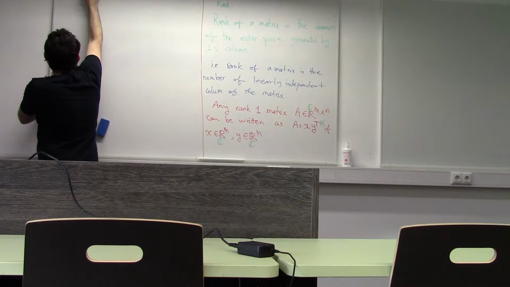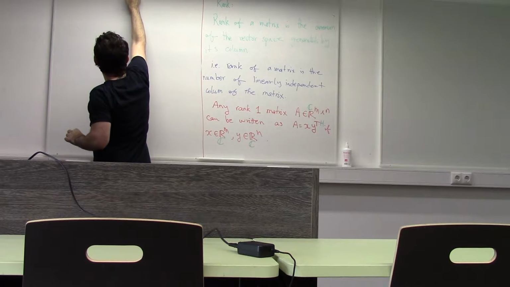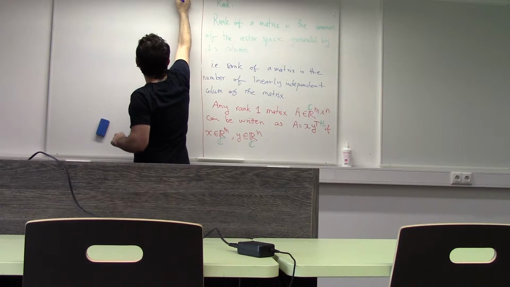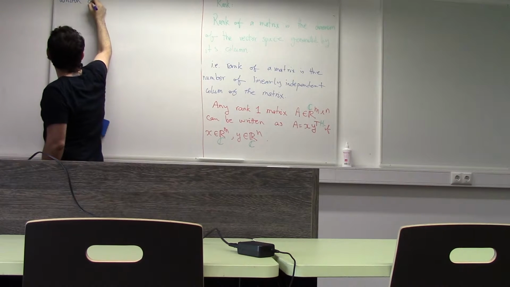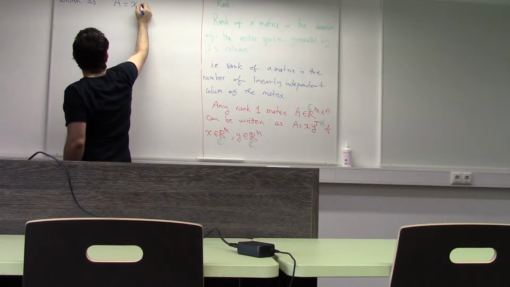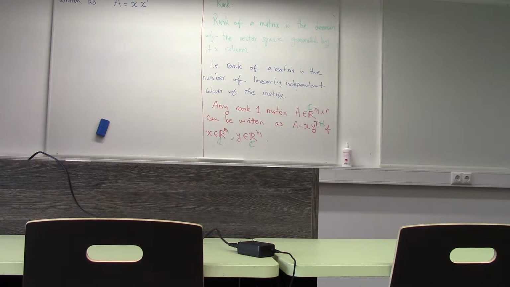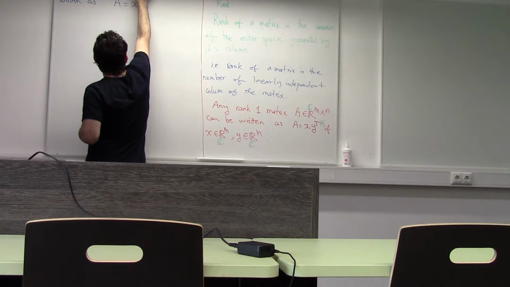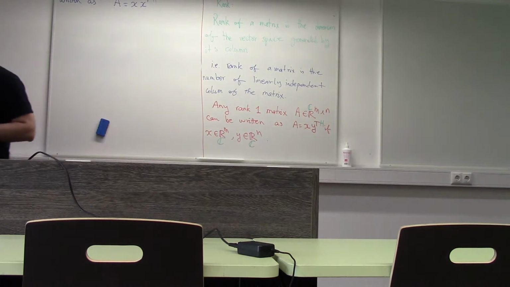Any rank 1 symmetric matrix can be written as x x transpose, or any rank 1 Hermitian matrix can be written as X multiplied by X Hermitian.